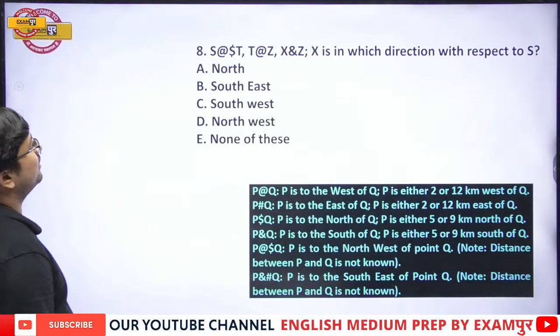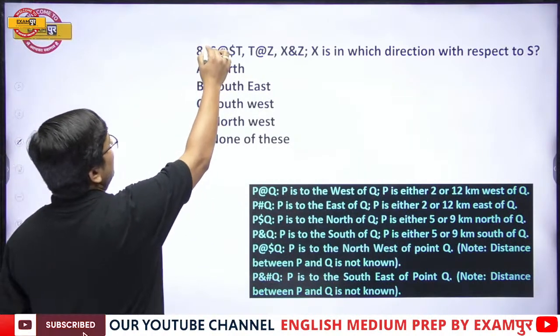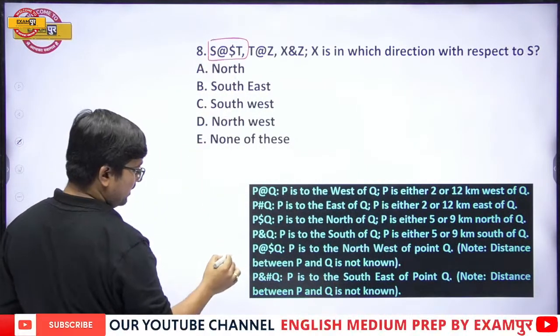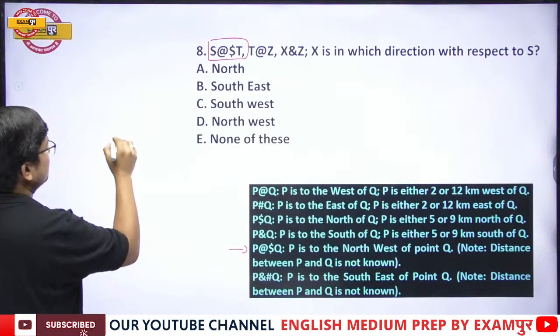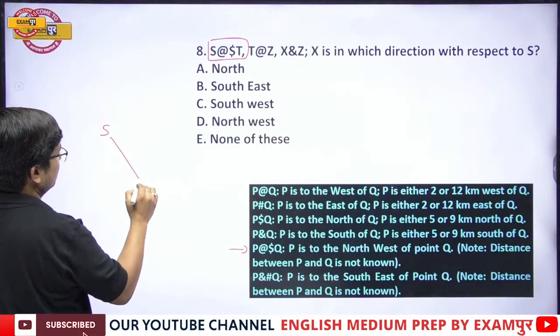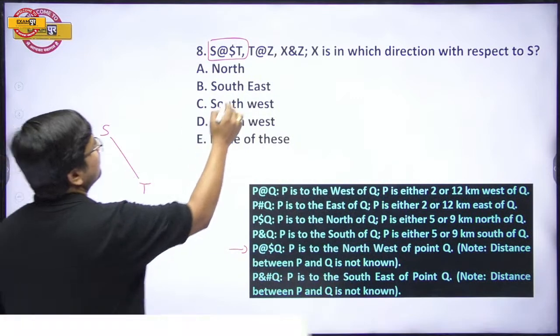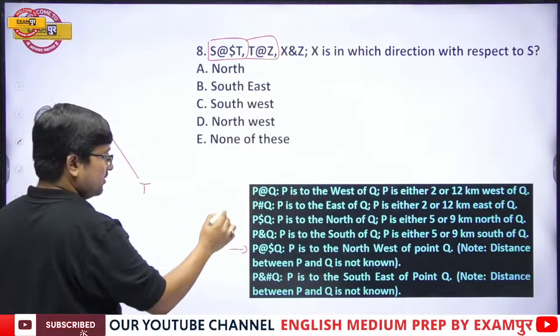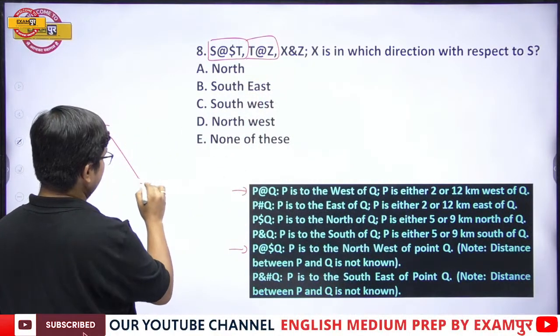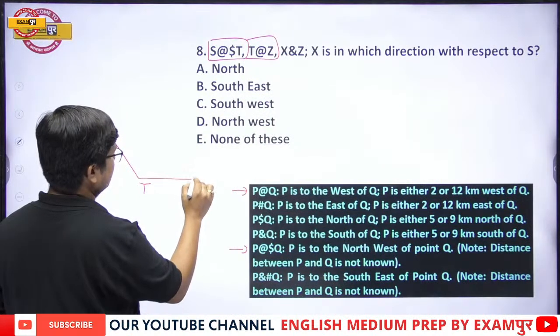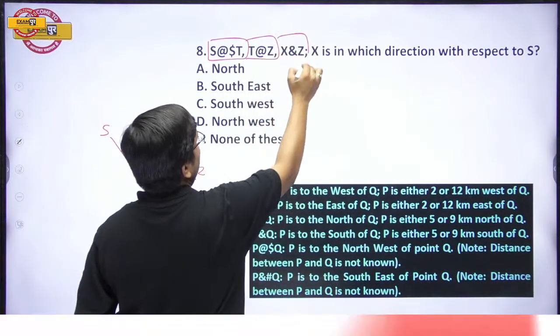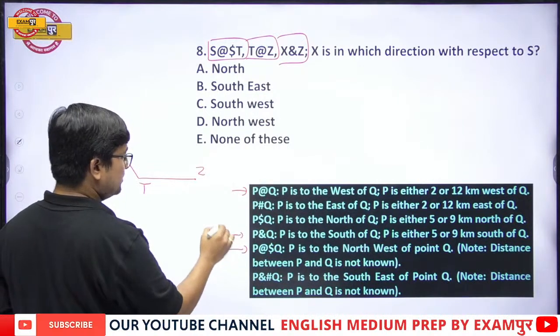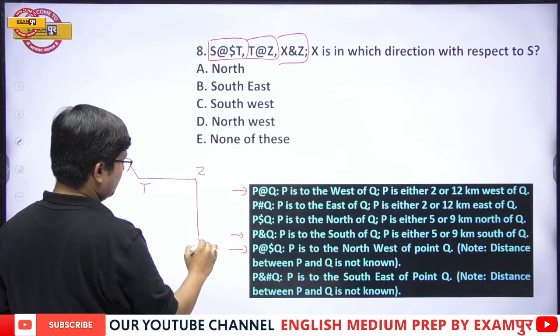Okay, fine. Now see, S @ T means S is northwest of T. T @ Z means T is west of Z. And X and Z: X and Z means X is to the south of Z.